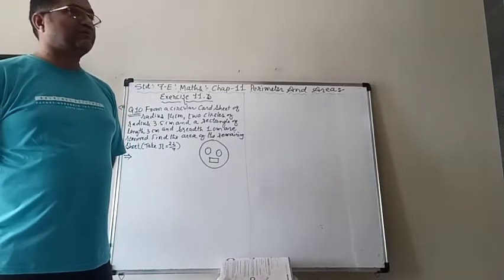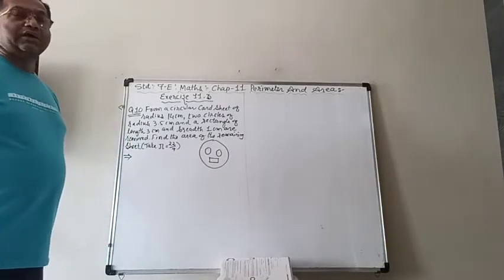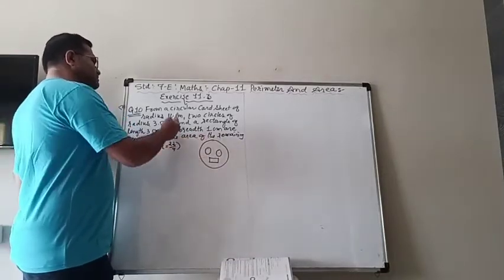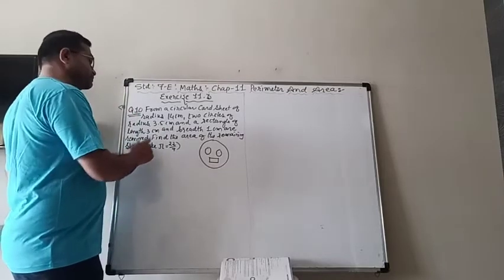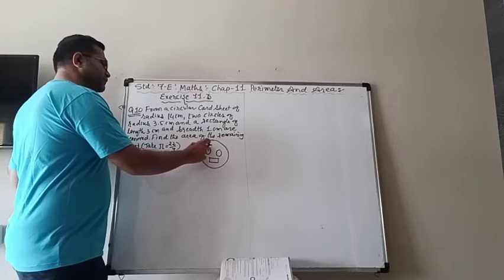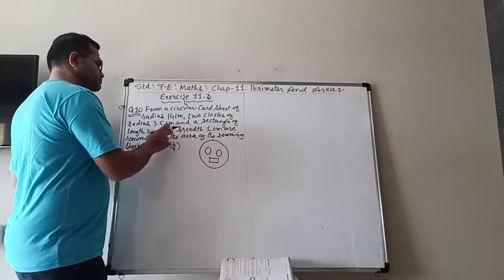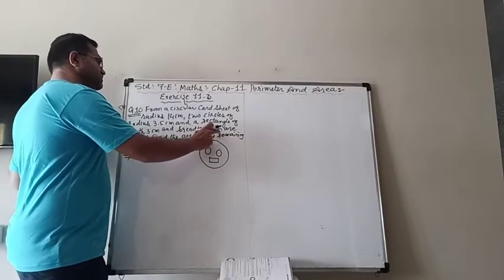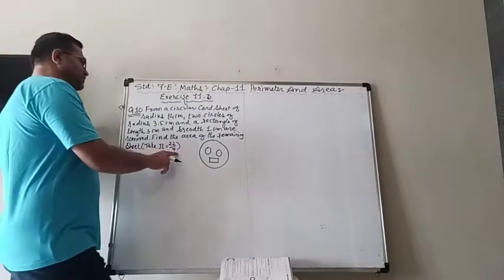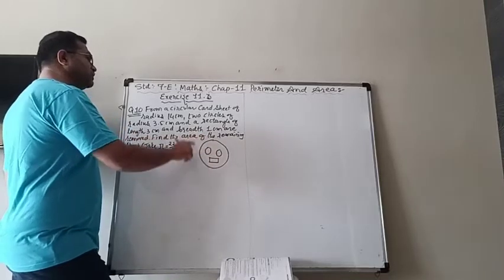Now in exercise 11.3, question number 10. Here you can see that from a circular card sheet of radius 14 centimeter, two circles of radius 3.5 centimeter and a rectangle with length 3 centimeter and breadth 1 centimeter are cut, removed, and we have to find the area of the remaining sheet. So now first we will find the area of that whole sheet.